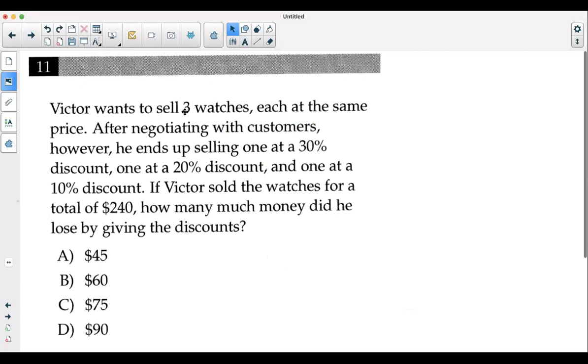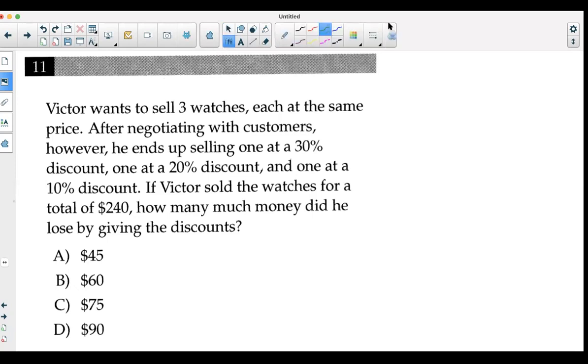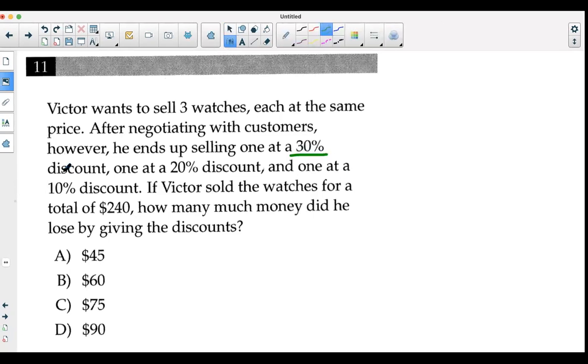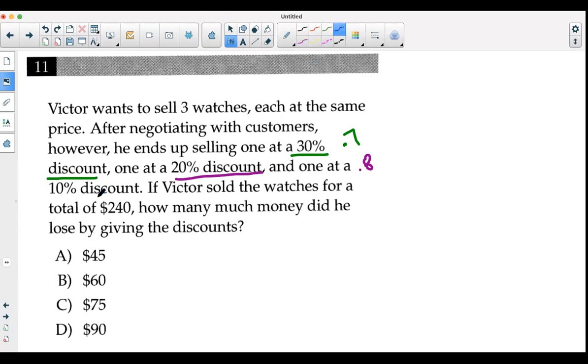All right, so Victor wants to sell three watches, each at the same price. Okay. After negotiating with customers, however, he ends up selling one at 30% discount, one at 20% discount, and one at 10% discount. Now, guys, whenever I see 30% discount, I'm thinking 0.7, because you still sell it at 70% of the price. When it's a 20% discount, I see that as 0.8. And then the last one, a 10% discount, I'm looking at 0.9.